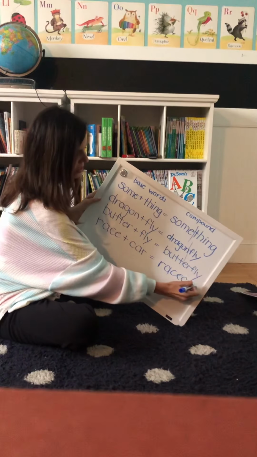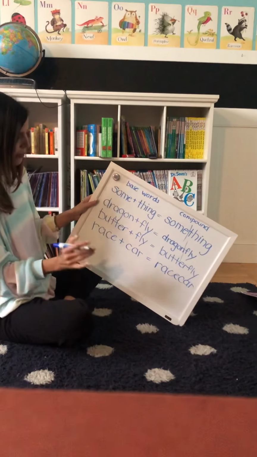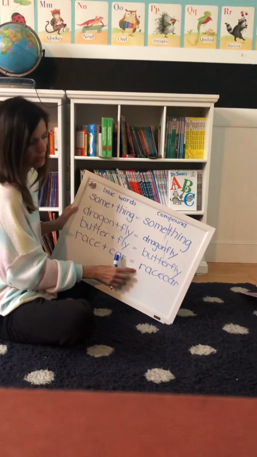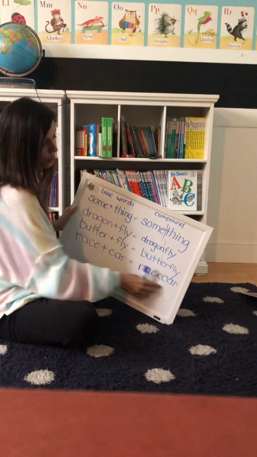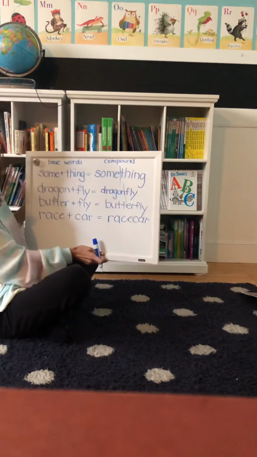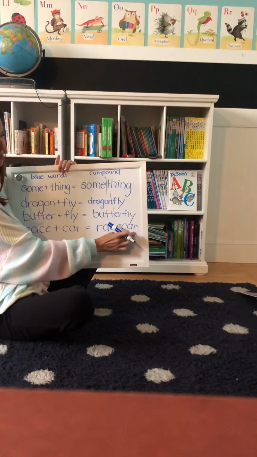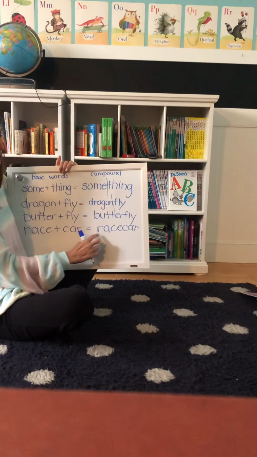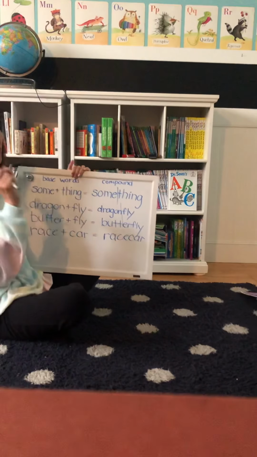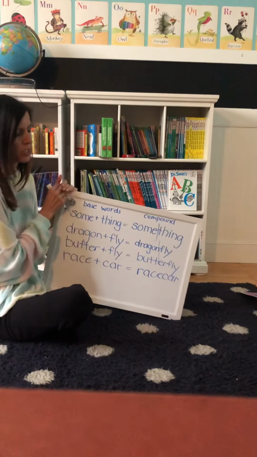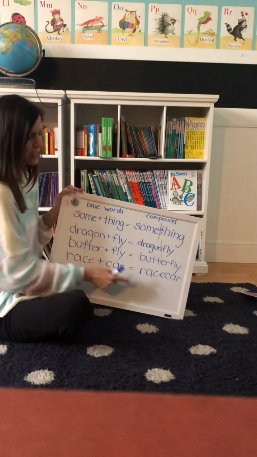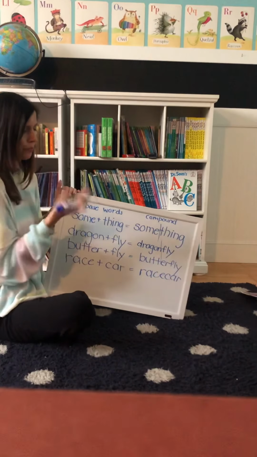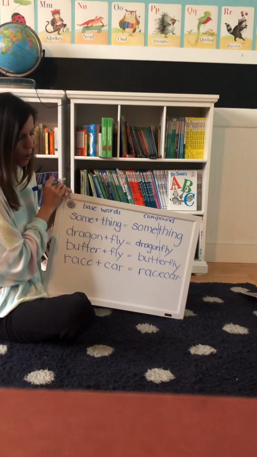And the word race car has another really cool thing about it. It's one of the words that is spelled backwards and forwards. It spells the same word. So if I go backwards, R-A-C-E-C-A-R, it's the same word. And there's a special name for that. I want to see if you can come up with that. What do we call a word that's backwards and forwards? It spells the same word.